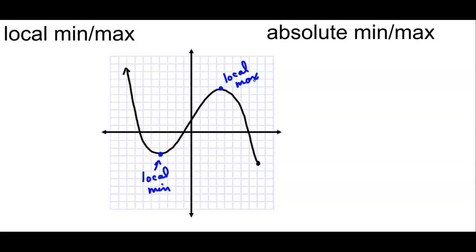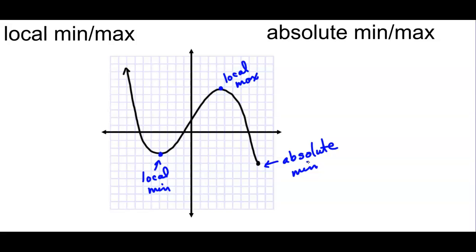Now, what about absolute min and max? Well, the absolute min is right here. That is the lowest point, the lowest output that we have for the whole graph, the whole function. That's the lowest minimum value that we have right there at like -4. That would be the absolute min.